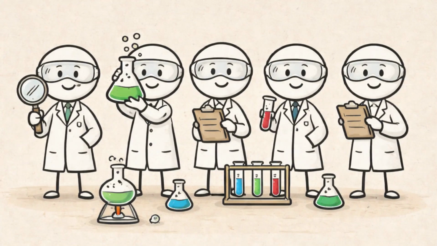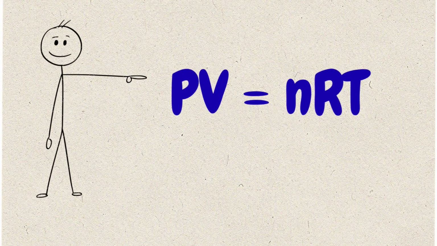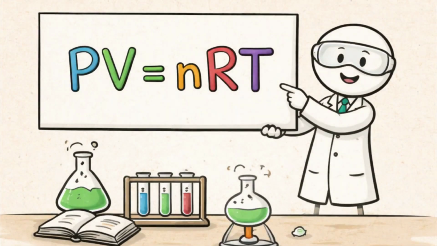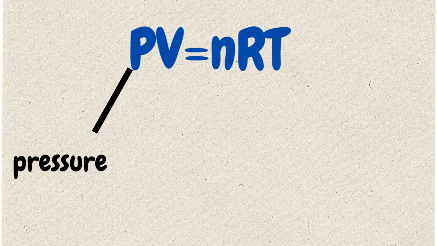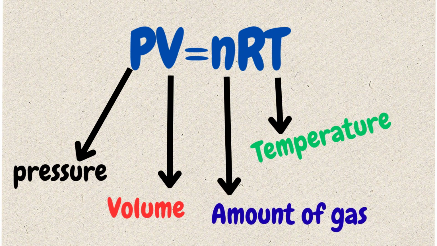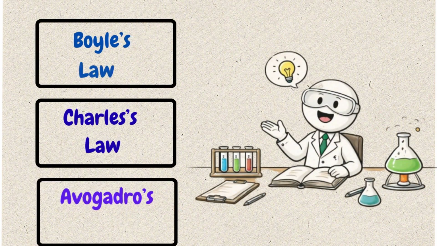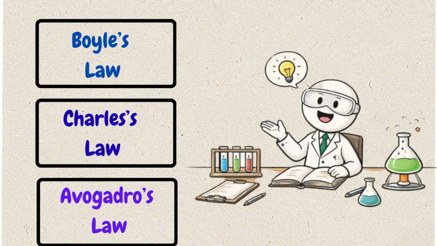When these discoveries were combined, they led to one powerful equation, PV equals nRT. This equation is called the ideal gas law. It connects four properties of gases: pressure, volume, temperature, and the amount of gas. But this equation wasn't discovered all at once. It was built step by step from three important experimental laws.